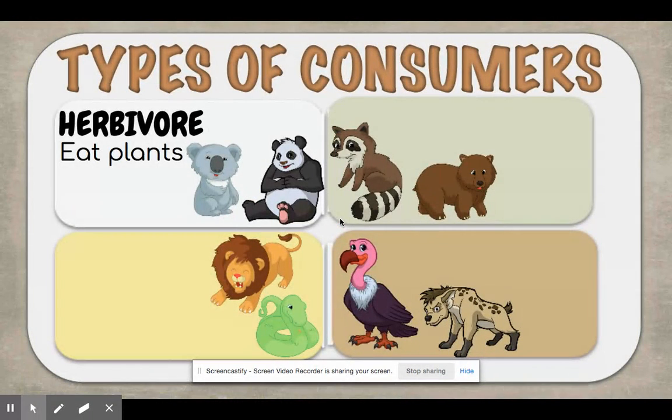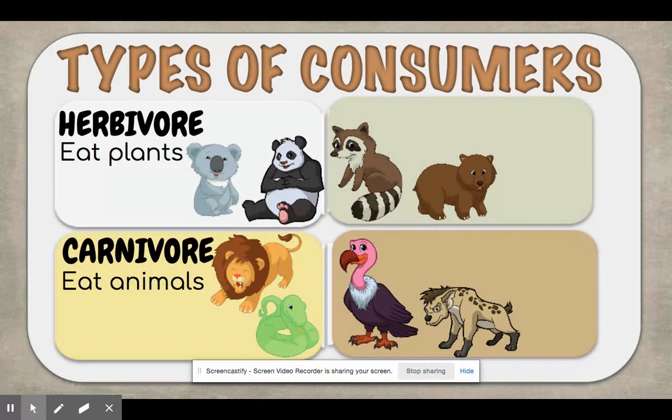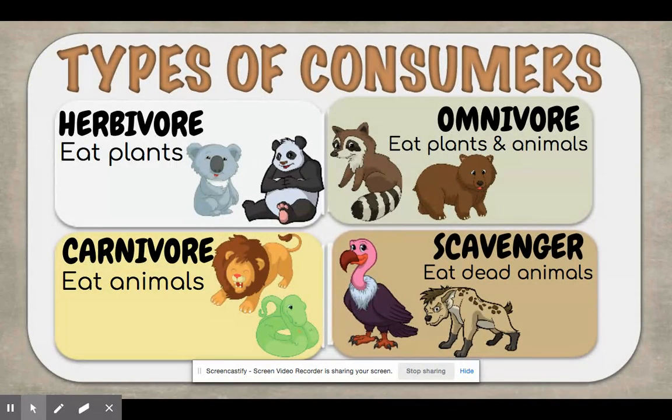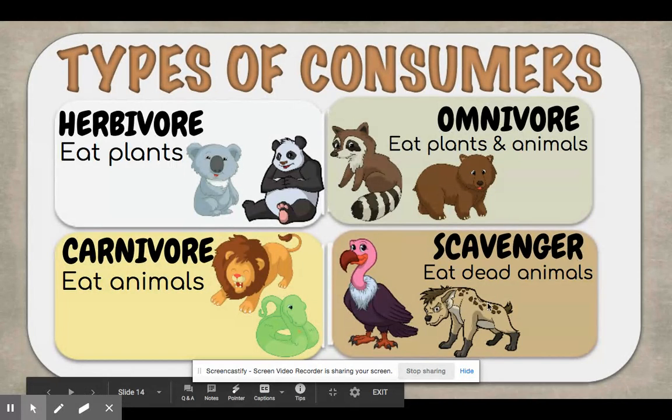And we have things that only eat plants, such as herbivores, things that only eat animals, such as carnivores, things that eat both plants and animals, such as omnivores, and things that eat dead animals, such as scavengers. Okay, so the hyenas, like on the Lion King, that's also an example of scavengers.